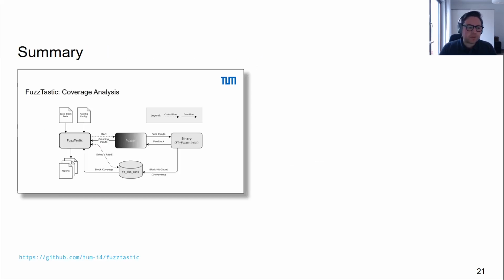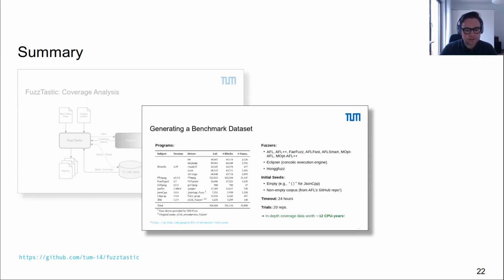In summary, in this talk, I introduced the FuzzTastic tool, which is a coverage analyzer. We talked about the artifacts and the steps involved to set up FuzzTastic, how it works, what can be stored, how it is stored, and what the coverage reports look like. We also discussed the benchmark dataset that we generated with FuzzTastic, which can be used in further studies. Both the tool and the benchmark dataset will be made available on GitHub at the link provided here on the slide.